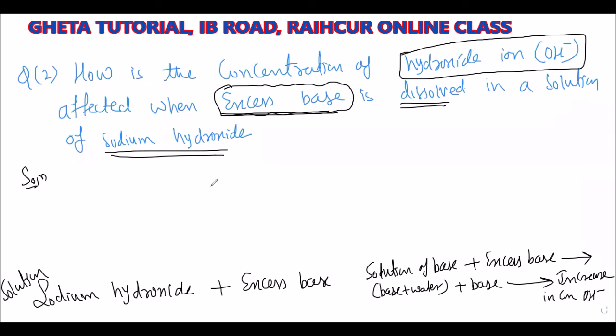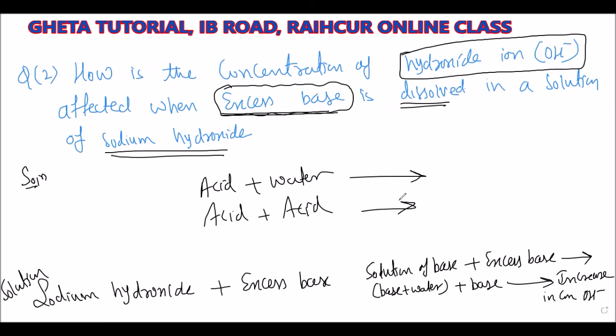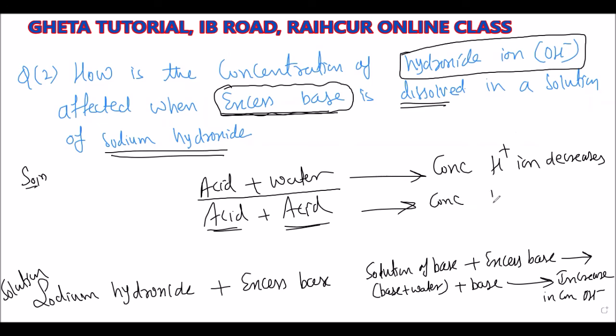Always remember, for example, now here you have acid and you are adding water. Acid and water, and in the other case acid plus acid you are adding. So tell me, in the first case, acid plus water, what will happen to the concentration of H plus ion? It decreases. In the second case, acid plus acid, what will happen? It increases. The concentration of H plus ion increases.